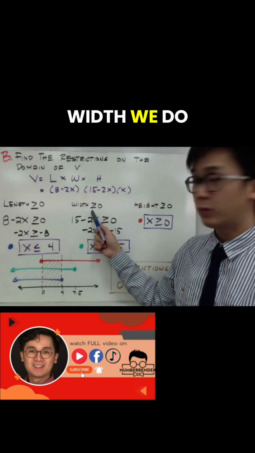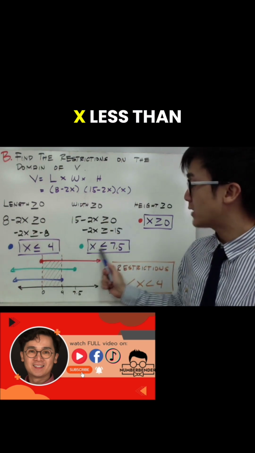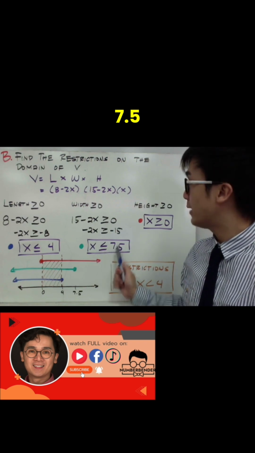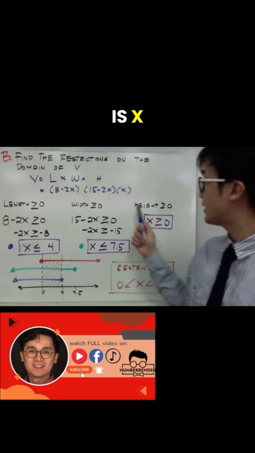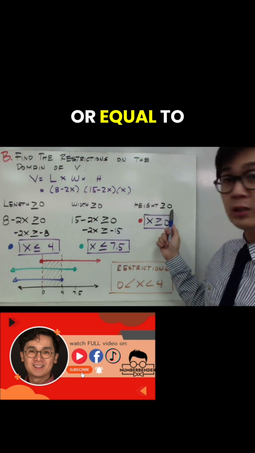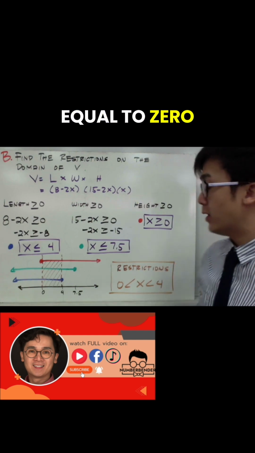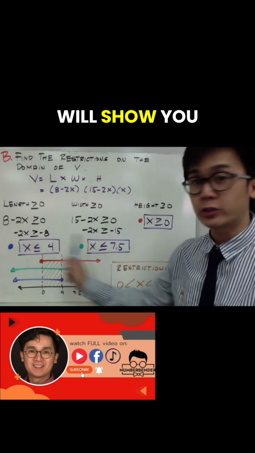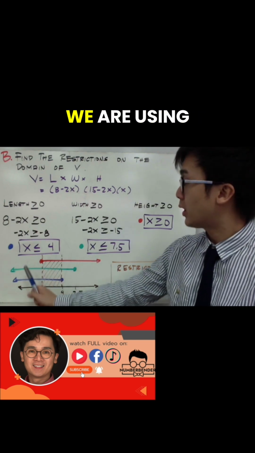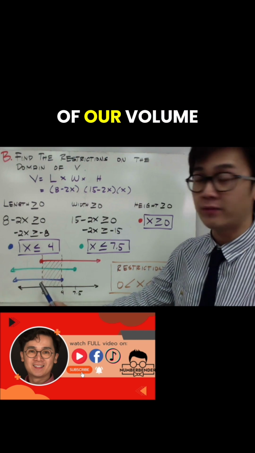And for the width, we do the same thing, and we'll have x less than or equal to 7.5. And for the last term, which is x, the height will be greater than or equal to 0, or simply x greater than or equal to 0. Now this diagram right here will show you the restrictions that we are using for the domain of our volume.